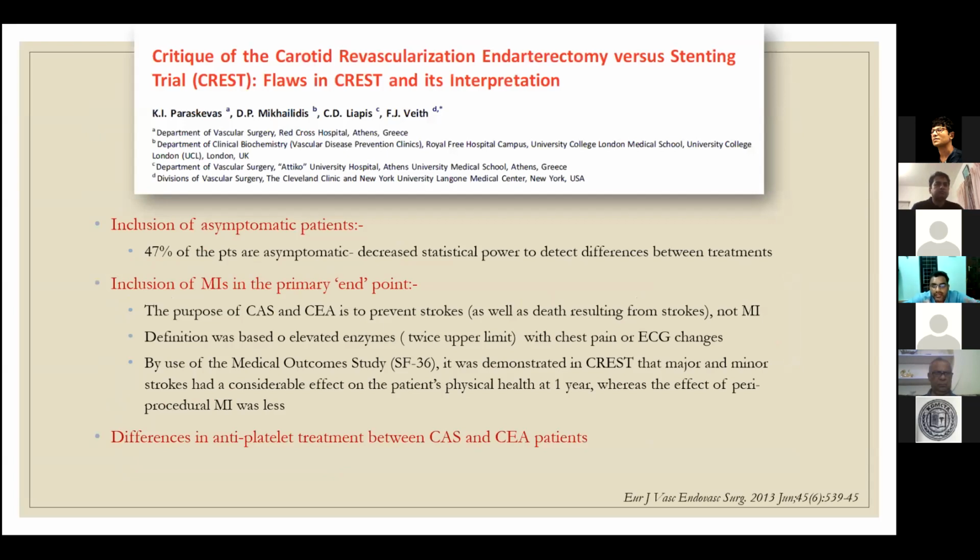What are the drawbacks of the CREST trial? First of all, it was supposed to be only for symptomatic patients, but they couldn't recruit the required number of patients. So towards the end of the study, they started including asymptomatic patients also, almost 50% symptomatic and 50% asymptomatic. And we all know that most asymptomatic patients have a stable, fibrous plaque. We cannot compare asymptomatic patients directly with symptomatic patients in the same study. That's one drawback.